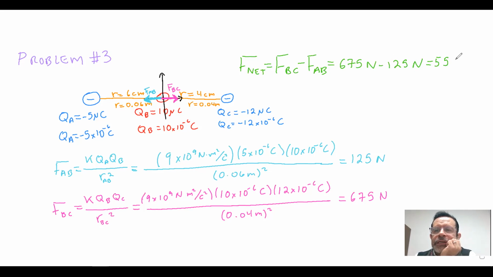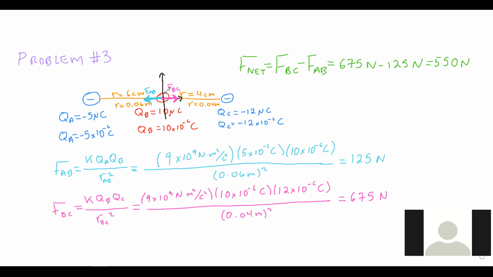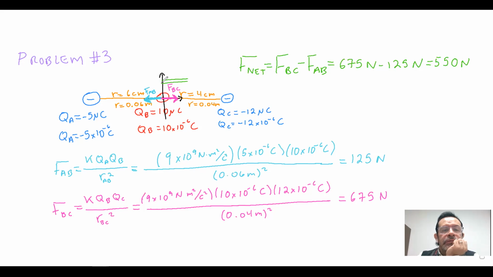House Power Rangers, validate my calculations. Did I do that simple subtraction correctly? Yes. Okay. And so in the end, what's happening here is that there is going to be a net force going this way. That's going to be 550 newtons.